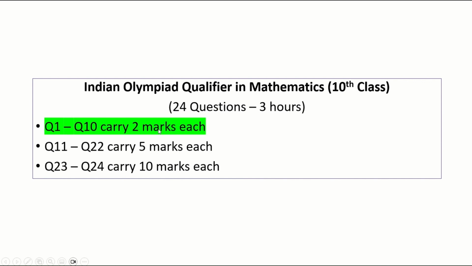Out of the 10 questions, 1 is actually wrong, so I will just ignore it. So 9 questions will be there in this. One question is given wrong by the IOQM. So we will solve 9 questions in this. Let's start.